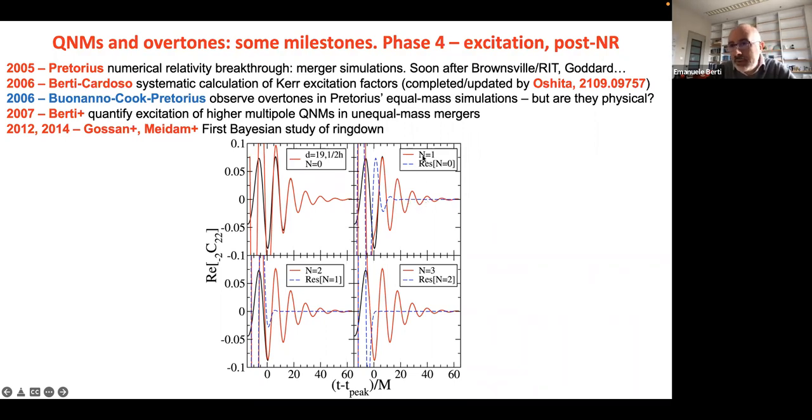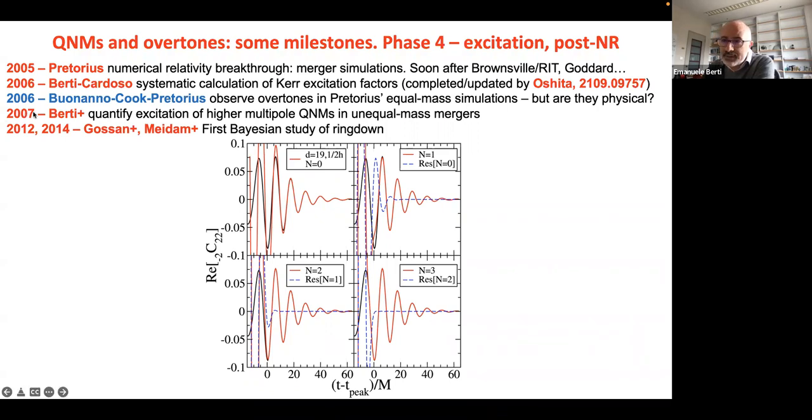So you can fit it again with the first overtone, and you will find that the next residue is going to be smaller, but it still looks like a damped sinusoid and is closer to the peak of the waveform. So you can repeat this procedure and you can fit multiple overtones to the ringdown. But if you look at the paper by Bonanno, Cook, and Pretorius, they said, well, okay, you can do this, but it doesn't mean that it's physical. We don't know whether linear black hole perturbation theory is valid all the way to the peak.